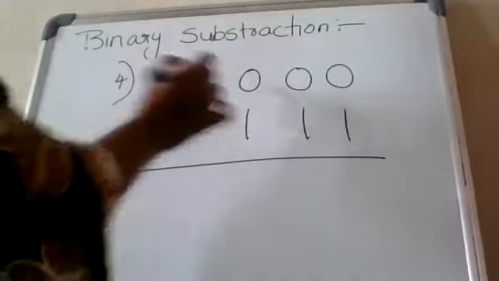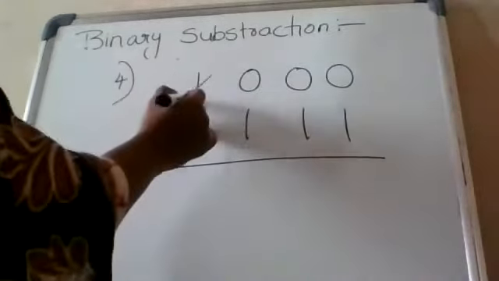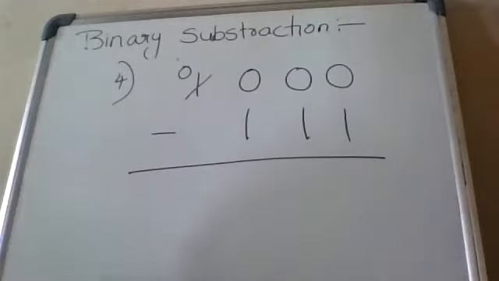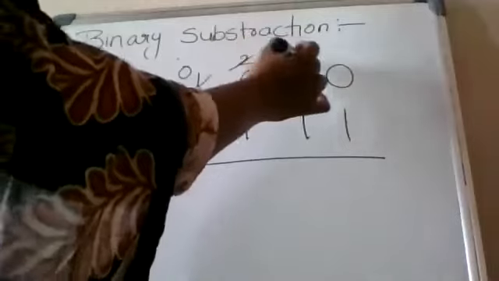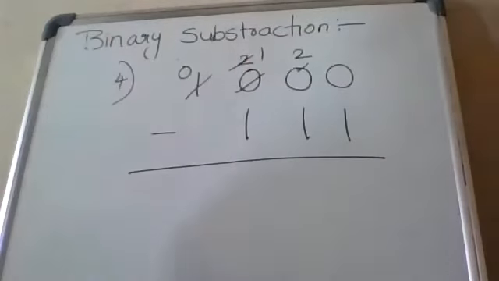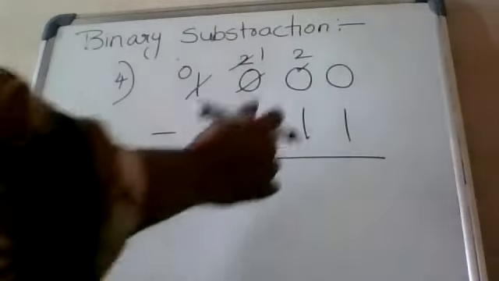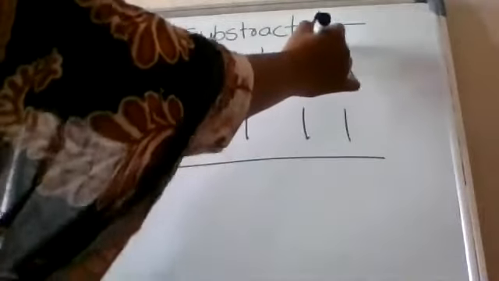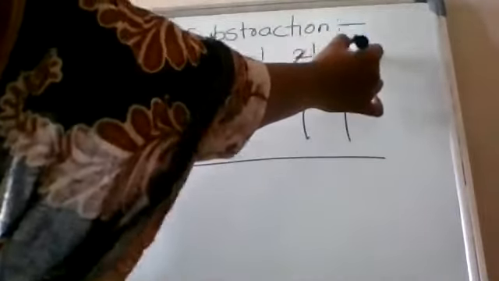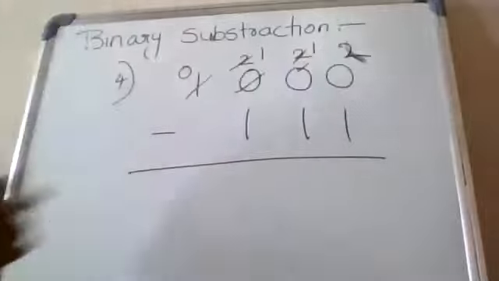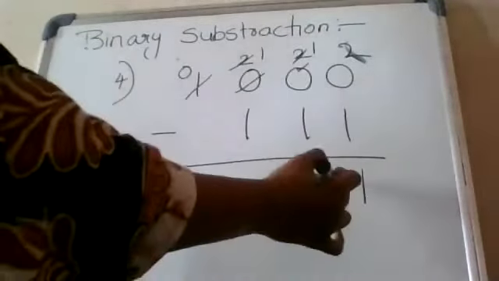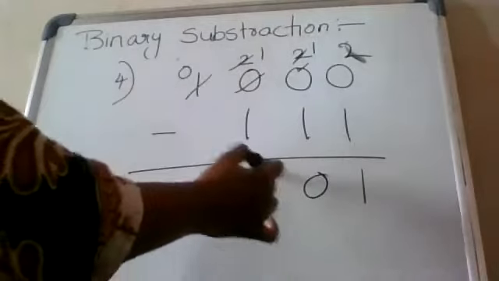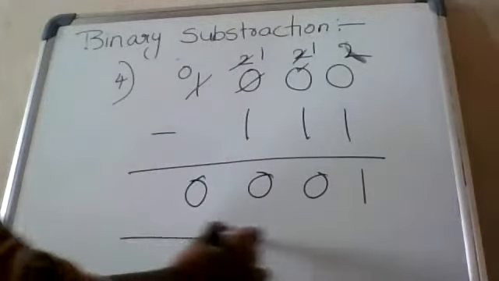Here 0, here 0, here 0. Take the borrow from here. Here 0 we get. Here 2. Again take the borrow 1. Here 1. Here 2. Again take the borrow. Here 1. Here 2. 2 minus 1, 1. 1 minus 1, 0. 1 minus 1, 0. Here only 0.